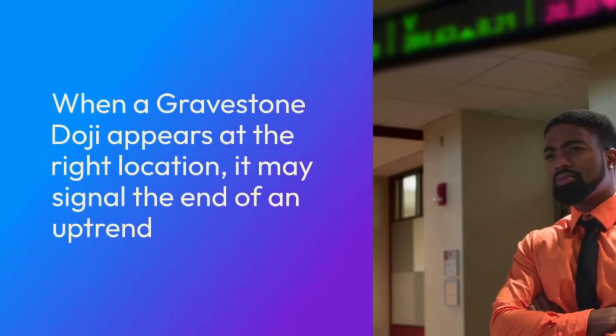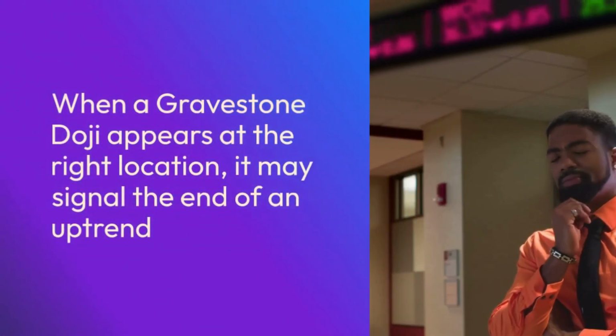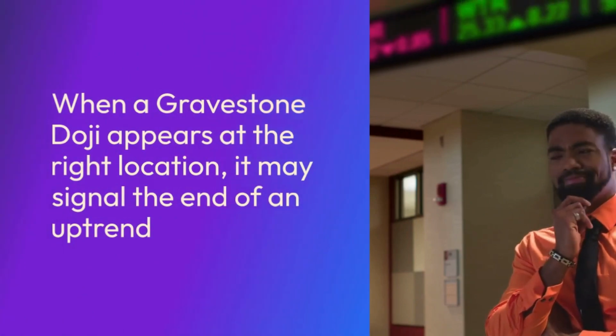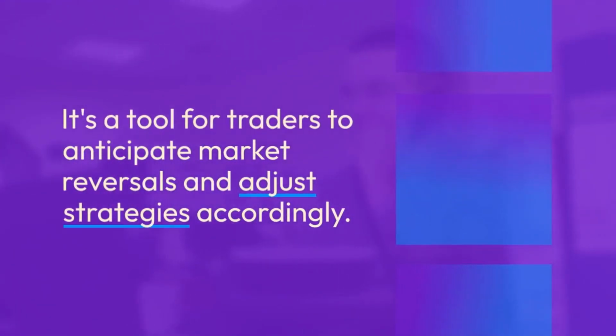When a gravestone doji appears at the right location, it may signal the end of an uptrend or the resumption of a downtrend after a pullback. It's a tool for traders to anticipate market reversals and adjust strategies accordingly.